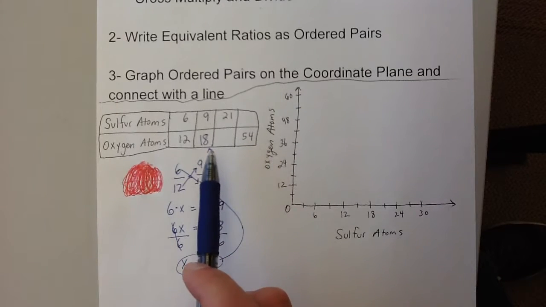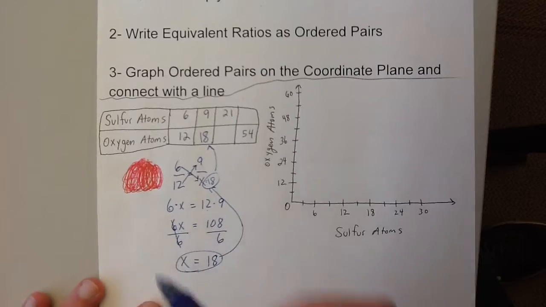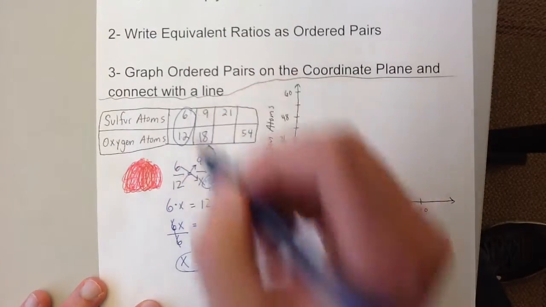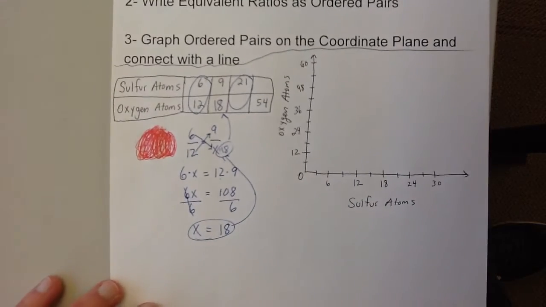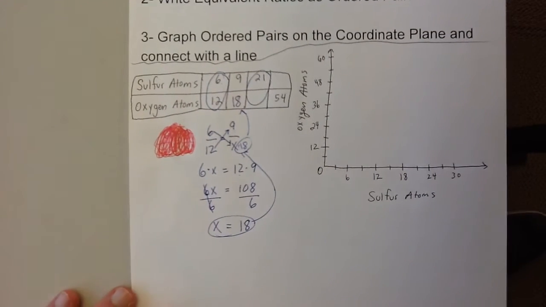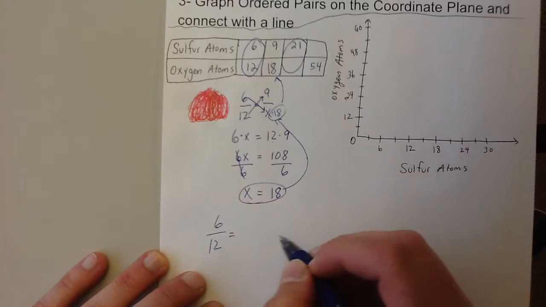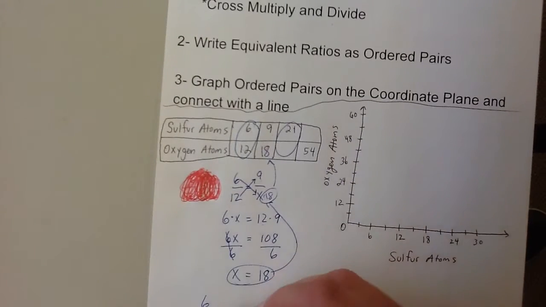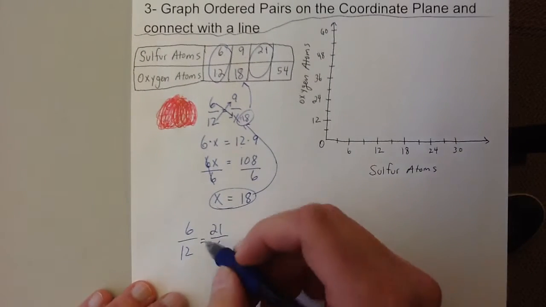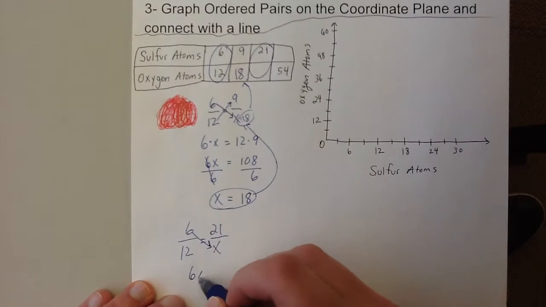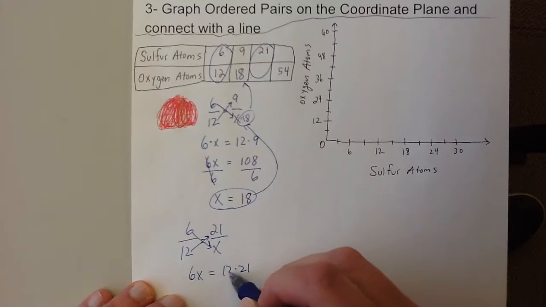Now, let's say I didn't recognize or didn't know that. What I could do is just continue to work off this equivalent ratio right here to figure out my next unknown value. So I would go through the same process. I would say the ratio 6 to 12 is equivalent to 21 over some unknown amount, which I'll call x. Cross multiply, 6 times x is 6x equal to 12 times 21.